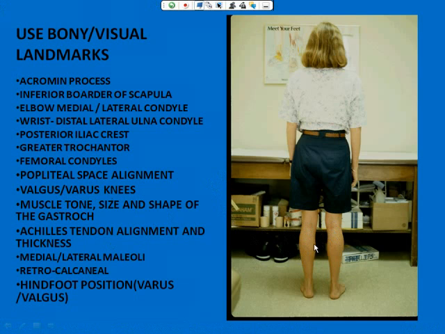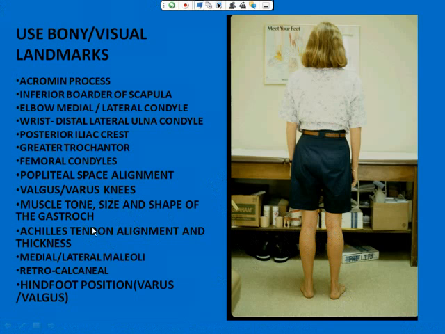Valgus and varus of the knees. You can see there's a little more valgus positioning on the right than there is on the left, and I think it's due to the forefoot abduction on the right. But this is her painful site on the right.